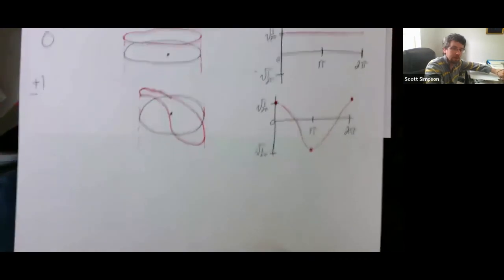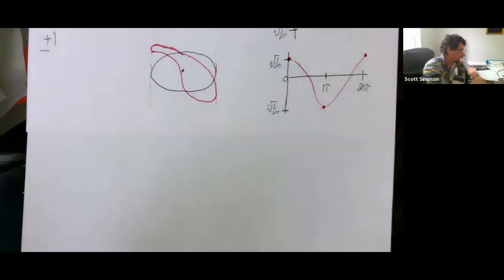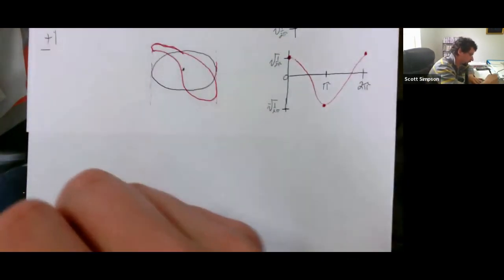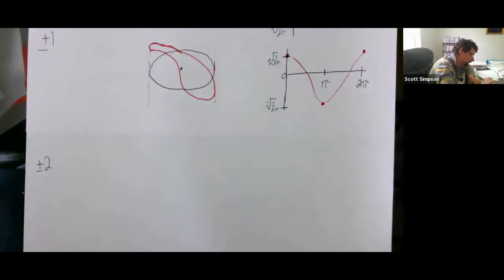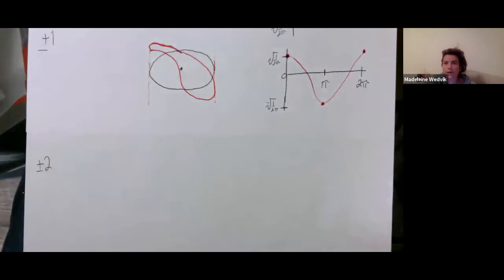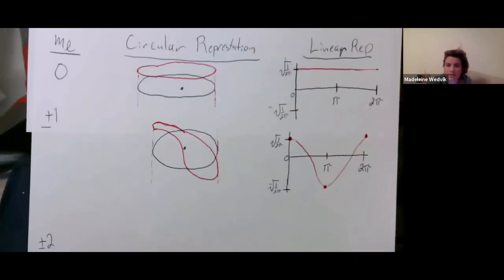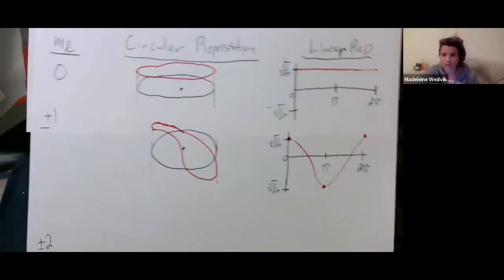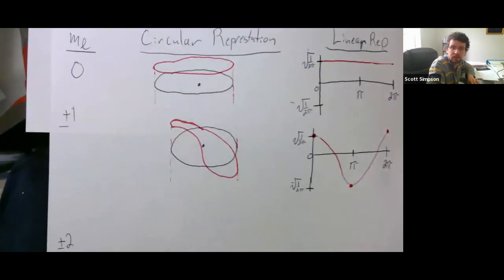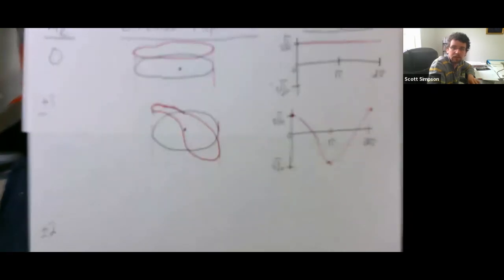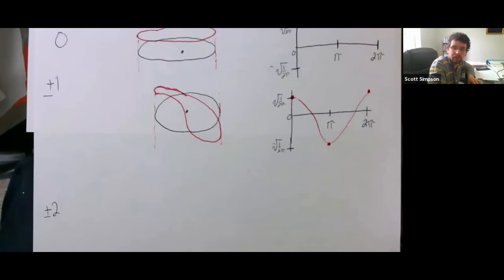Let's go a bit further. Do one more. Plus or minus 2. Can you go back up a little bit and slide the thing over? Like this. I got it. Okay. Am I okay to move up? Yeah. Thank you. All right.